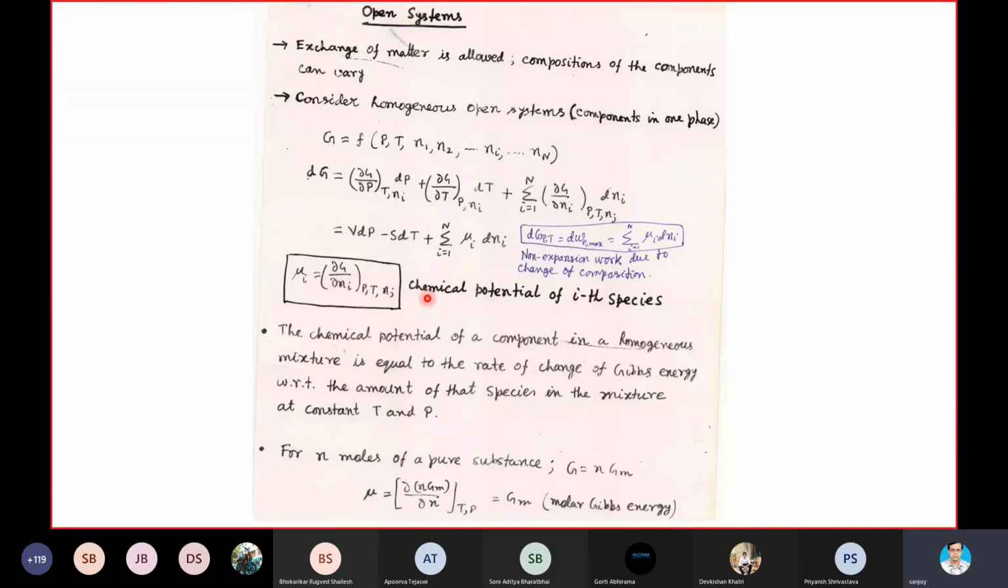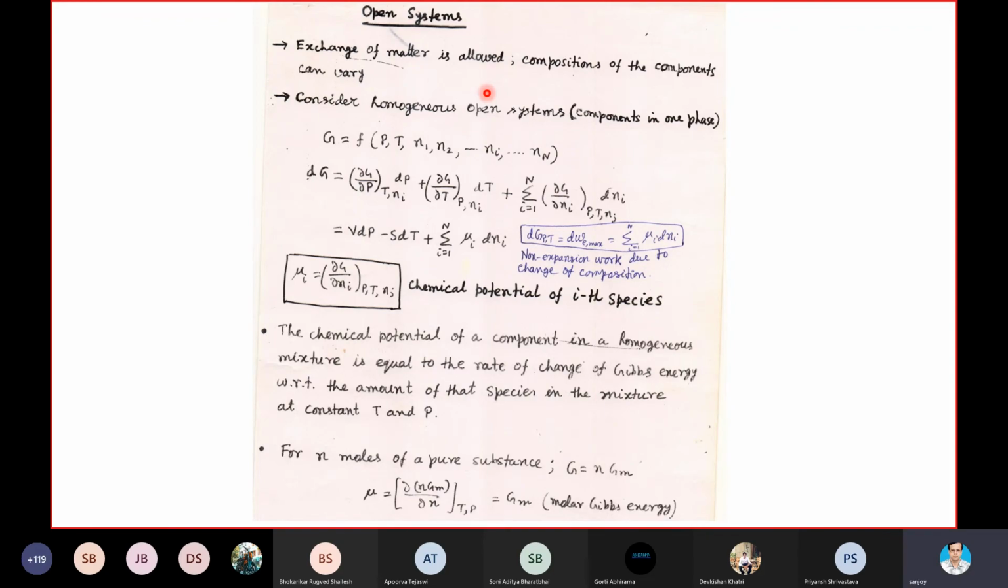What is an open system? All the discussion so far was related to closed systems, with no exchange of particles. The number of particles was constant, so we did not even bring that into the discussion. Now we are having an open system. That means the exchange of matter is happening, from one system to another, or from system to surroundings. So the composition can vary now.